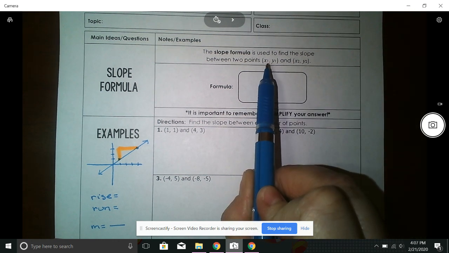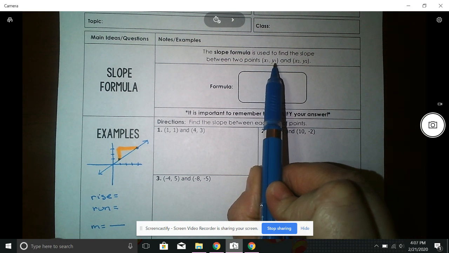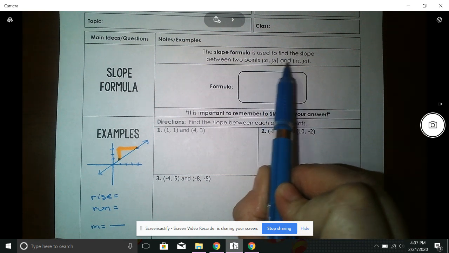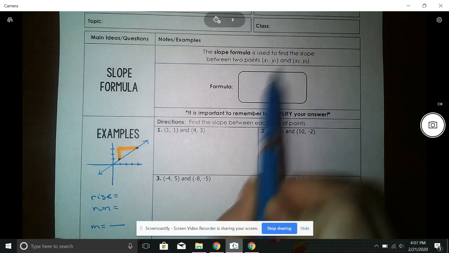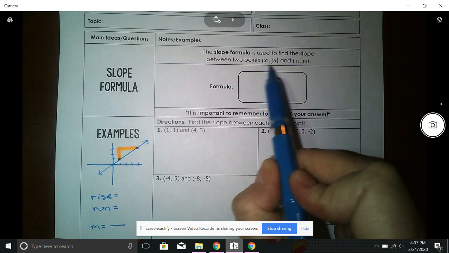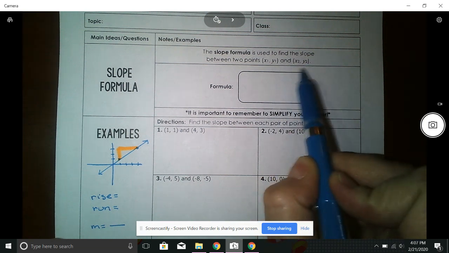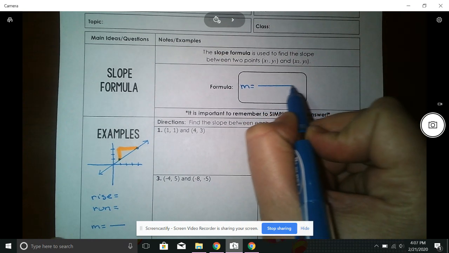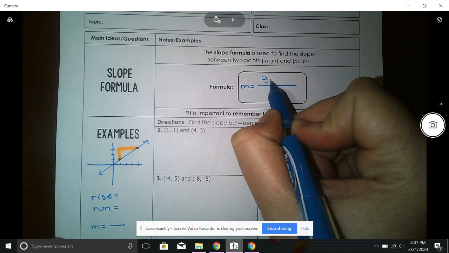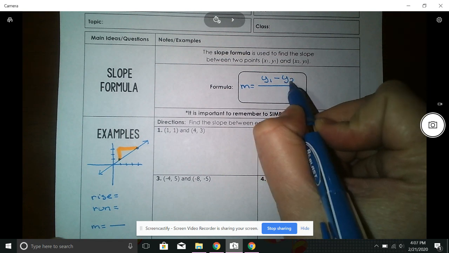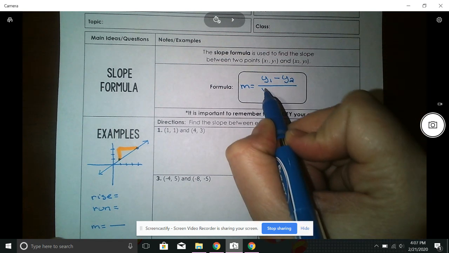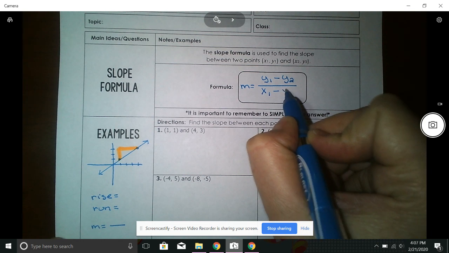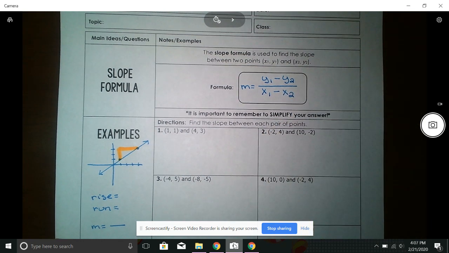So we know that a point is an x and a y combo. So if we have 2 points, I'm putting little 1s and 2s beside the x and the y to show I'm talking about point number 1 and point number 2. And here's my formula. Y number 1 minus y number 2 over x number 1 minus x number 2. Now make sure you copy that down well because we can't mix up where x and y go.